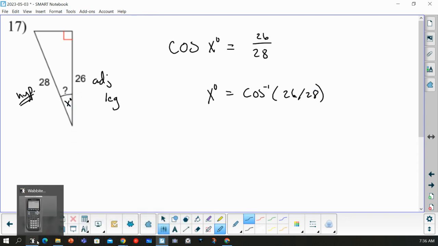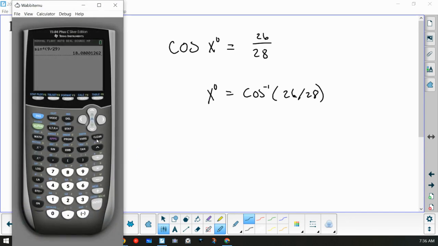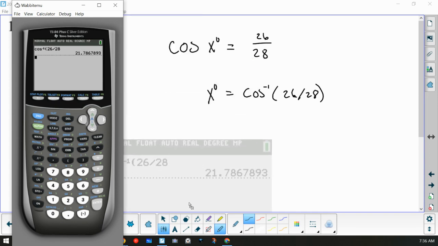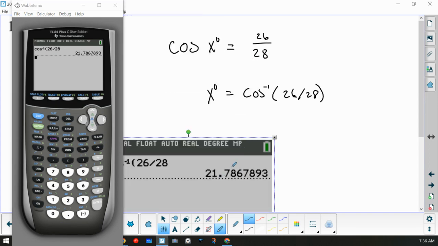And so let me grab my calculator. There's my calculator. And I'm going to do inverse cosine. I do second and then cosine to get that inverse cosine. And then I'm going to do 26 divided by 28. I'm going to hit enter, and I get 21.78. Come on. There we go. 21.786. So if I'm rounding it to the nearest whole degree, I would round this at 22.